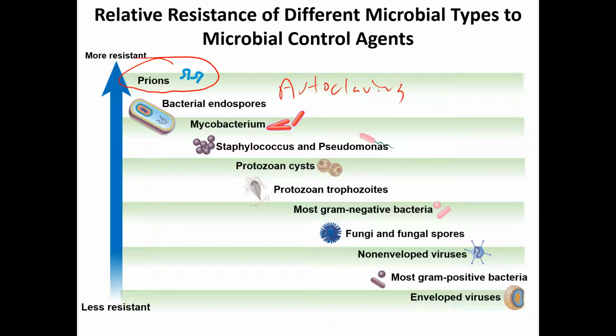Your mycobacteria, if you remember, have mycolic acid in their cell wall. And this mycolic acid is going to be highly resistant to all different types of chemicals. It's very waxy. It's a lot of lipids.